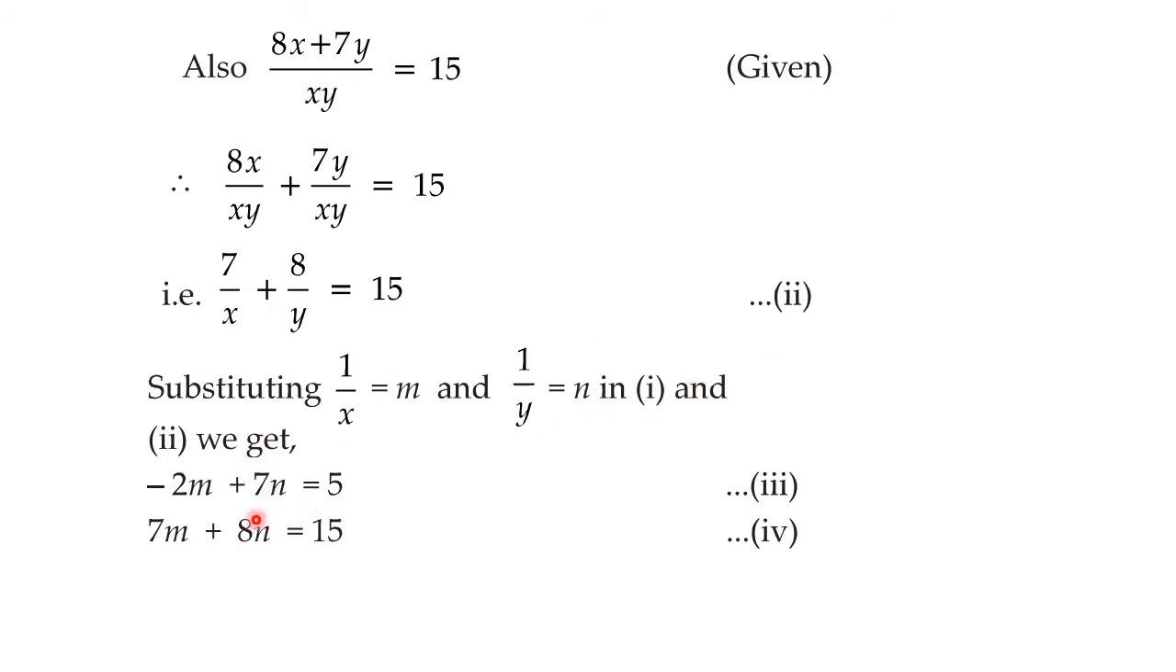And then you will get the new equations as minus 2m plus 7n is equal to 5, equation number 3, and 7m plus 8n is equal to 15. See, in place of 1 upon x, you are writing m. So this is going to become 7m. This is going to become 8n. So 7m plus 8n is equal to 15. Okay, so we have converted it in the form of linear equations.